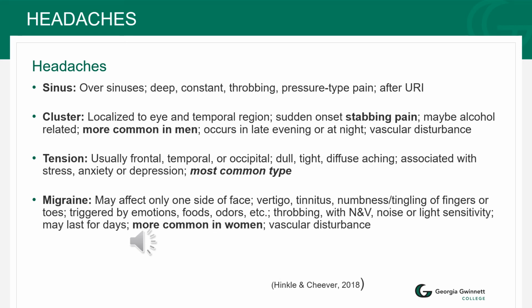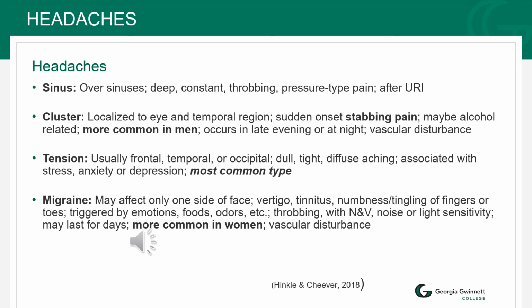It is associated with stress and anxiety or depression. The tension headache is the most common type. And then the migraine. You can have a migraine with aura and you can have a migraine without aura, but it's a complex headache that has a lot of different symptoms depending on the individual. It usually affects one side of the face, and the client can experience vertigo, which is dizziness, or tinnitus, which is ringing in the ears.